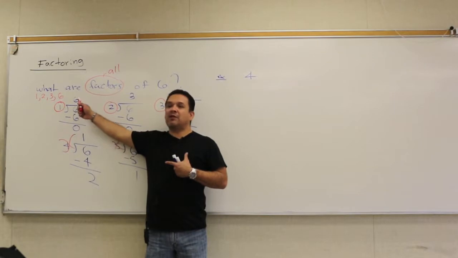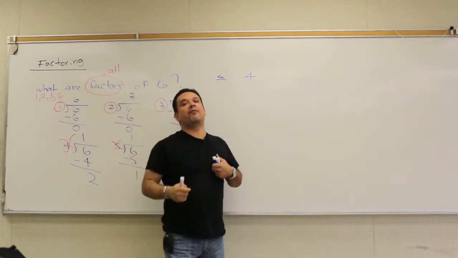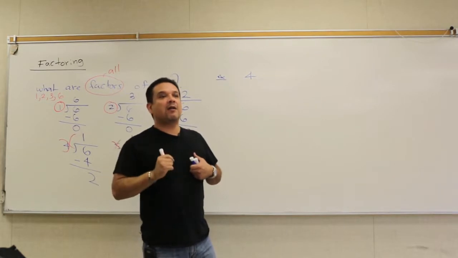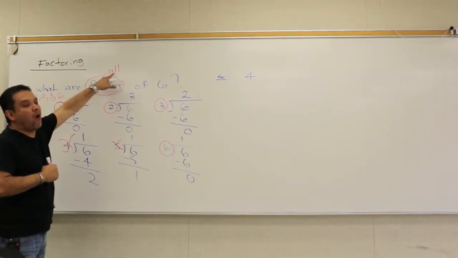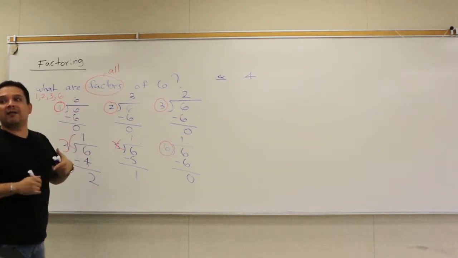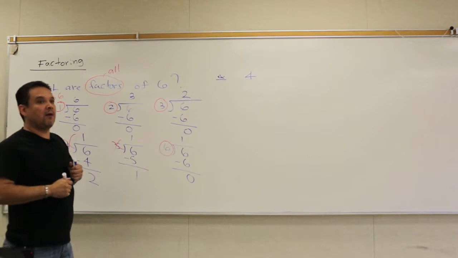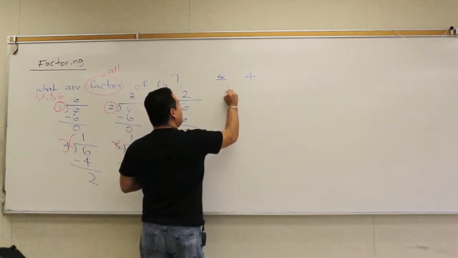If you didn't start with the number 1 and you just took an arbitrary number and checked, that's not a good approach. You know why? Because you have to list what? All of them. And if you do it arbitrarily, you're only going to list a few. Okay, so I'm going to start with 1. Is 1 a factor? Yeah. What about 2?